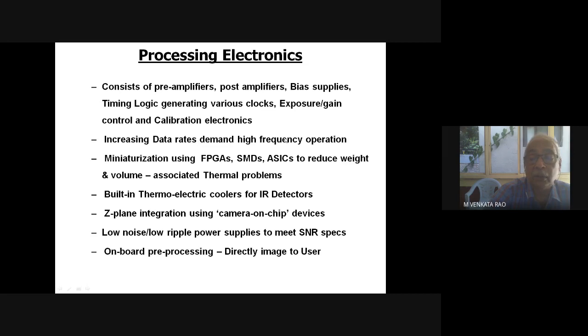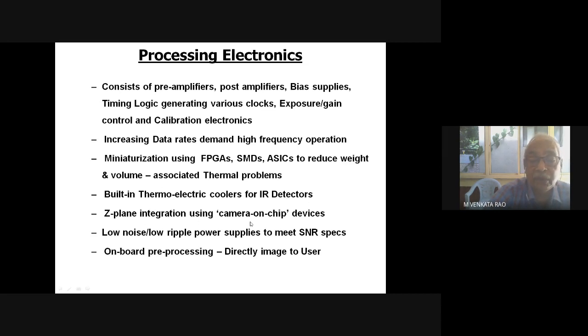So you have to have electronic designs using high frequency devices. And another demand is miniaturization. Today, everything is to be miniaturized. So the discrete devices are replaced by FPGAs and micro devices, ASICs, etc. Of course, they have their own thermal problems that have to be addressed in design. Then built-in thermoelectric coolers for IR detectors. Earlier, we used to have separate detector coolers attached to the detectors. But nowadays, commercially, along with the cooler itself, the infrared detectors are sold.